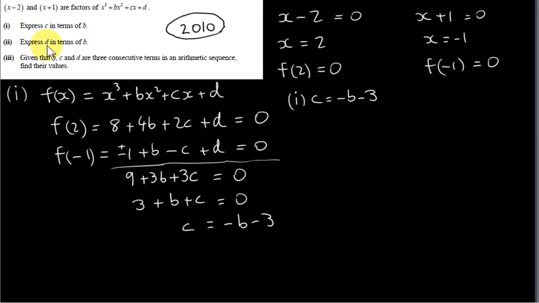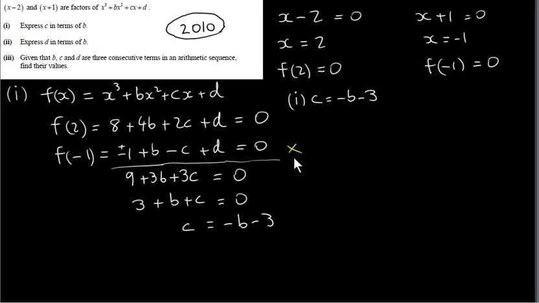In part 2 we want to express d in terms of b. Now to do that we can combine these two equations in a different way. We can eliminate c, that's what we want to do. We want to get an equation that just involves d and b so that we can get d in terms of b. So how do we eliminate c?